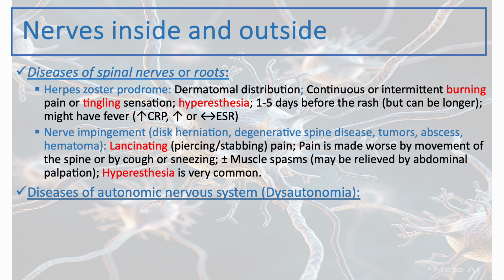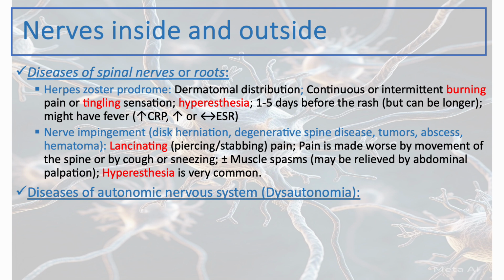Nerve impingement is also relatively common. Usually not classical with acute abdominal pain, but they still might present with abdominal discomfort. For example, pathologies from disc herniation or degenerative spinal disease or tumors or abscesses or hematoma. Different pathologies can cause nerve impingement. And the pain is usually lancinating or described as piercing or stabbing. Pain is made worse by movement of the spine or by coughing or sneezing. Any cause of increased intra-abdominal pressure might elicit the pain. That could be a useful clue.